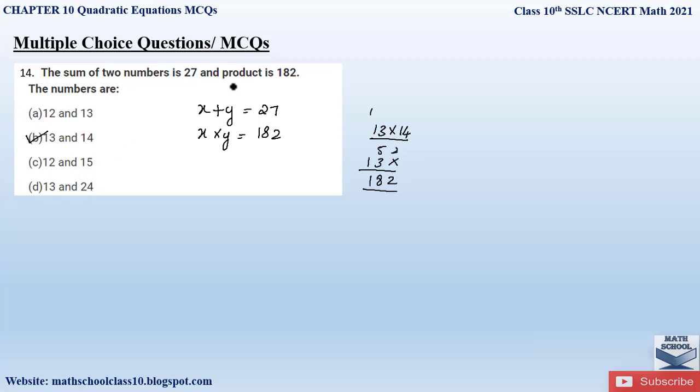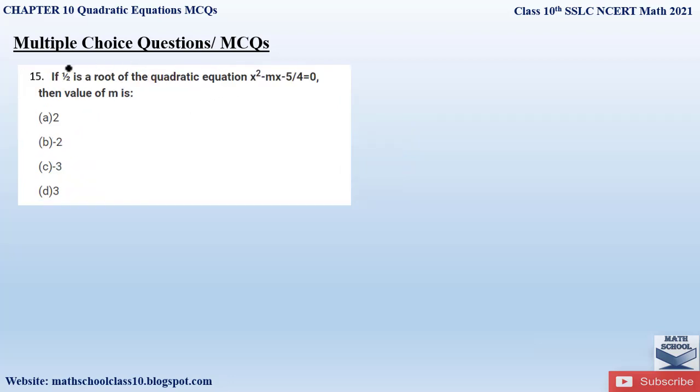So for these types of questions, you have to check in the options itself and find the correct option according to the question given. Question number 15: if half is a root of a quadratic equation, then the value of m is. They have given us a quadratic equation and they are saying the root, which means the x value, is equal to 1 by 2. We have to find the m value in this quadratic equation.